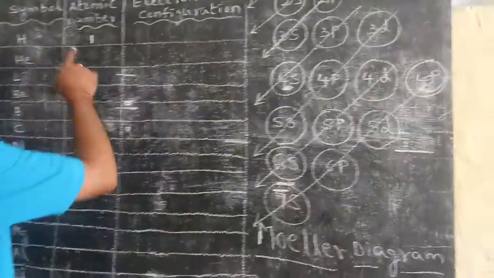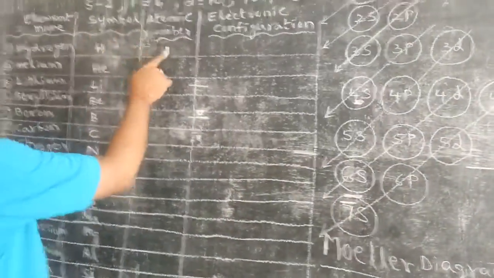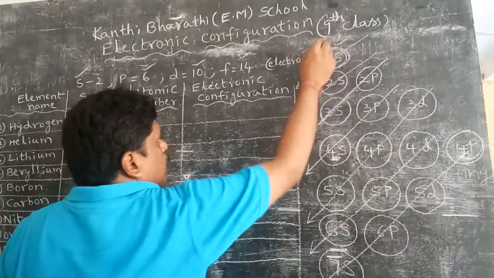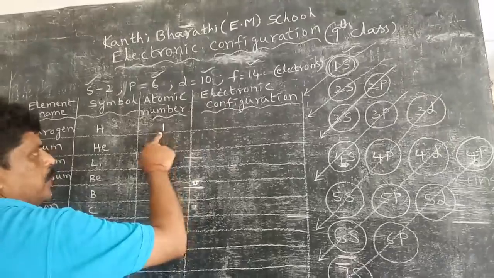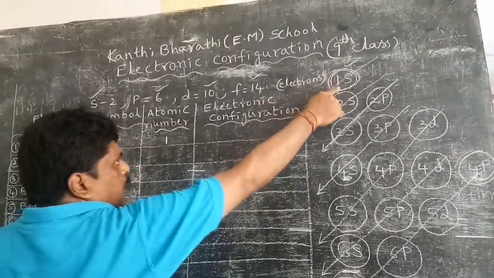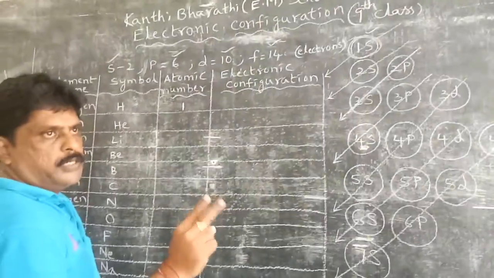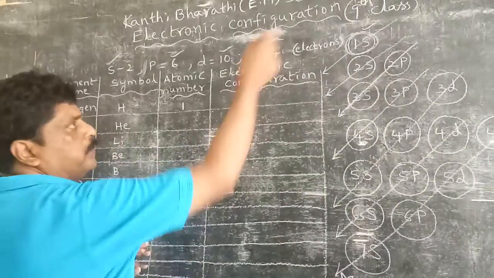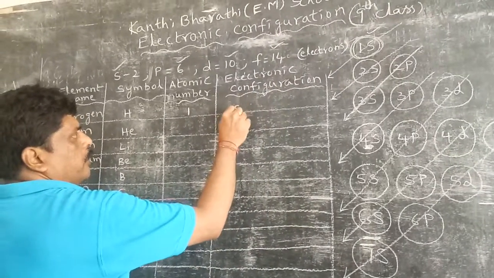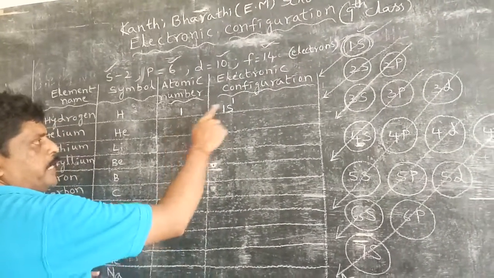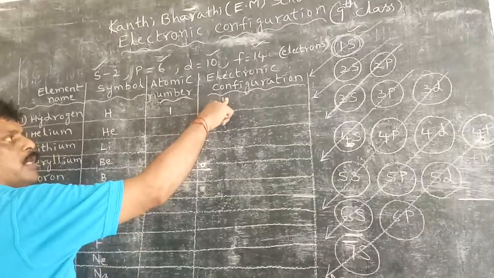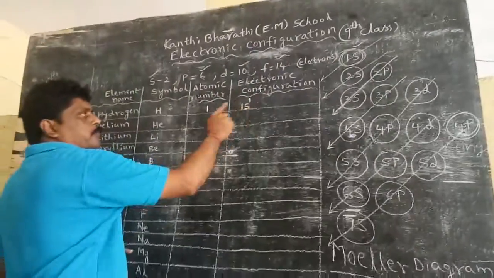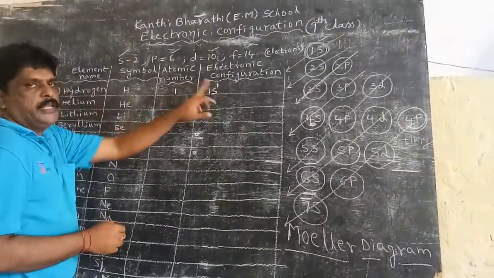So first, hydrogen atomic number is 1. So first, the lowest atomic orbital is 1s. So I have to fill this electron in this orbital. In the 1s orbital there is space for 2 electrons, but we have only 1 electron, so we have to fill this electron in that orbital. So our electronic configuration is 1s1. I have to write the filling electrons on the top of the orbital. Okay, here I have to write 1. So the electronic configuration of hydrogen is 1s1.